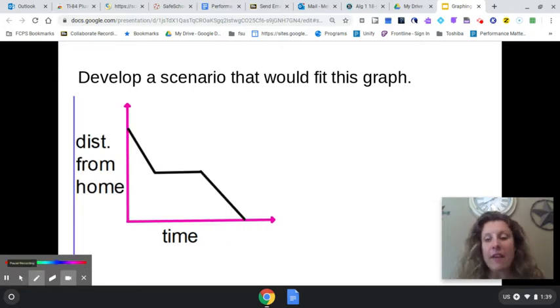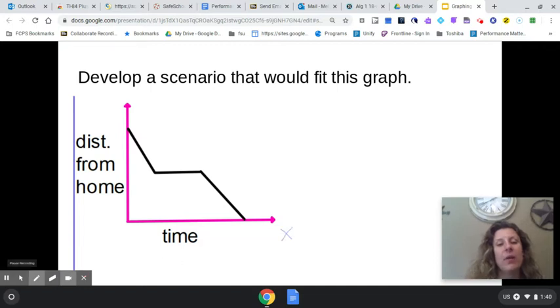Here's another graph that we want to take a look at. What is a scenario that might fit this graph? Notice that we have more than one behavior going on with this graph. But first, we want to take a look at what is the x value representing and what is the y value representing. So in this scenario, x is representing time and y is representing the distance from home.